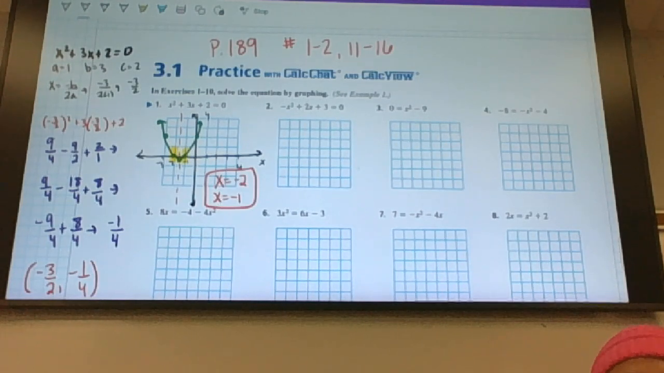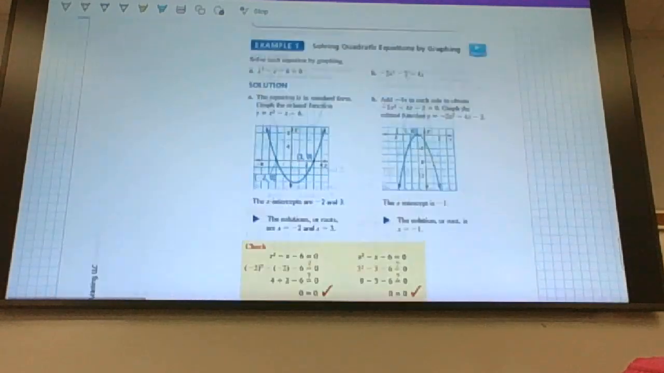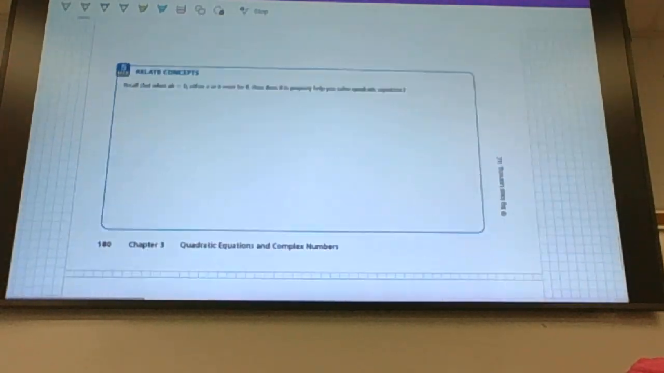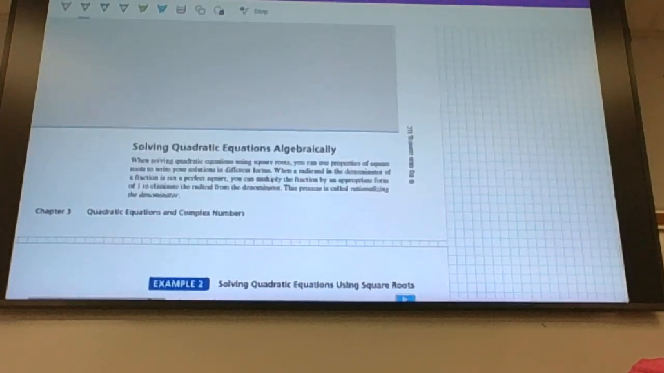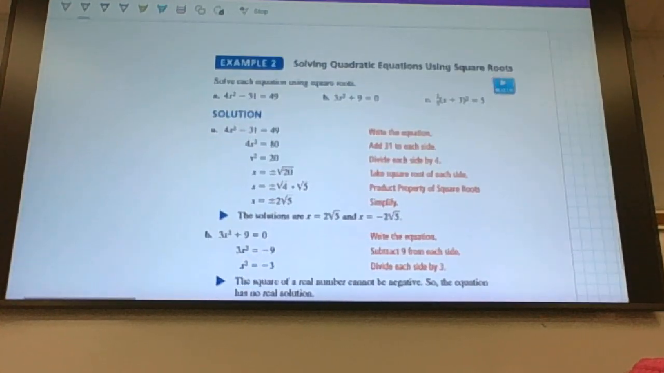So now we're going to move on to solving by square rooting. Here we go. It's page 183. So now move on to page 183.